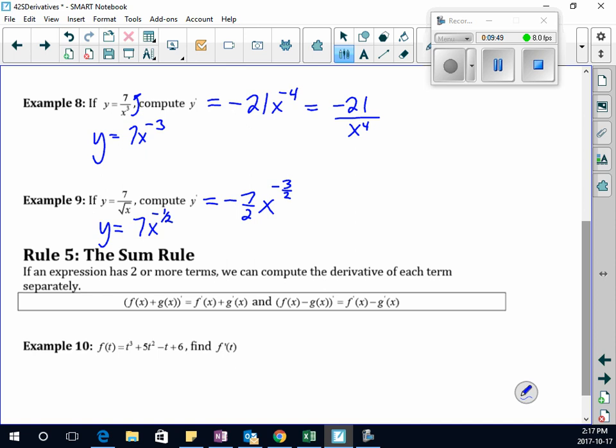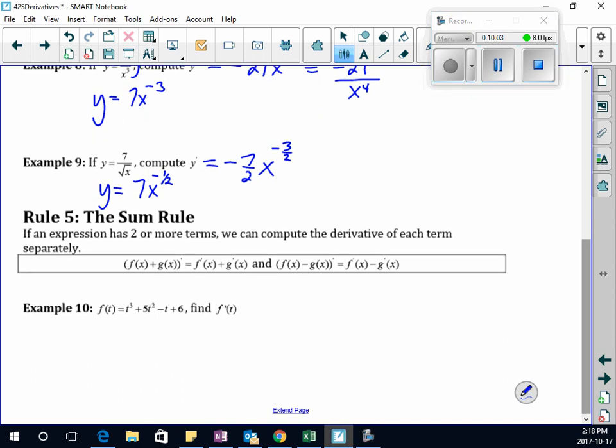Okay, the sum rule. So the sum rule: if an expression has two or more terms, we can compute the derivative of each term separately. And this works for addition or subtraction. So essentially, if I have this function like this, I can just compute each and every term separately.